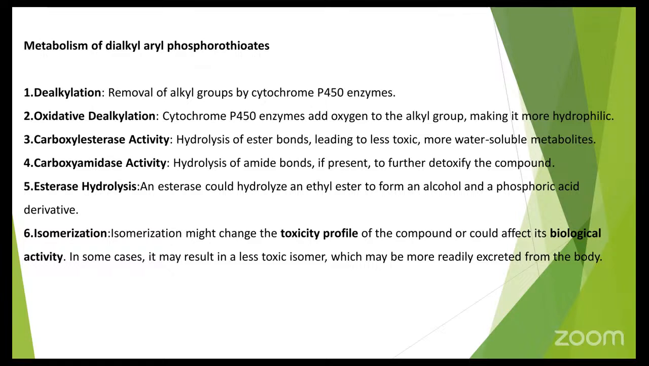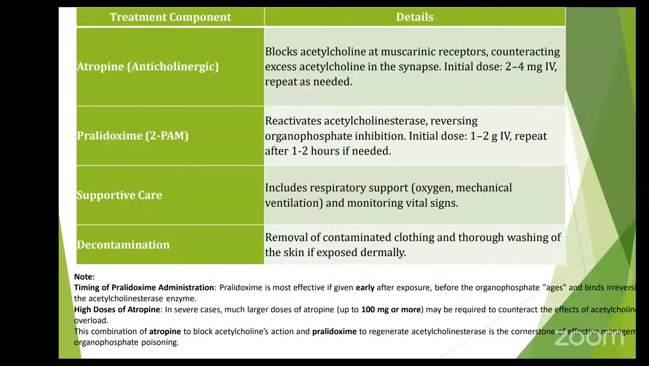Then esterase hydrolysis, where an esterase hydrolyzes an ethyl ester to form an alcohol and a phosphoric acid derivative. And the last is isomerization, where isomerization might change the toxicity profile of the compound or could affect its biological activity. In some cases, it may result in a less toxic isomer, which may be more readily excreted from the body. So that is the metabolism.